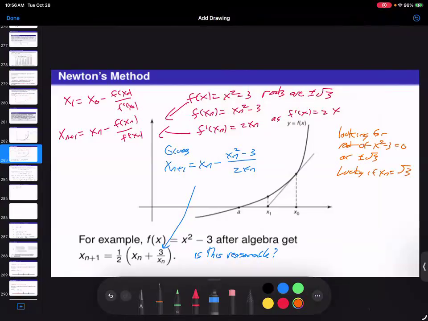And notice in that case, xn plus 1 would be 1/2 times root 3 plus 3 over square root of 3, which is 1/2 times root 3 plus root 3, which is root 3. It's stable. So if you find a root, you stay at the root. And then the hope is that if you're not at a root, this will move you to a root somewhat quickly.